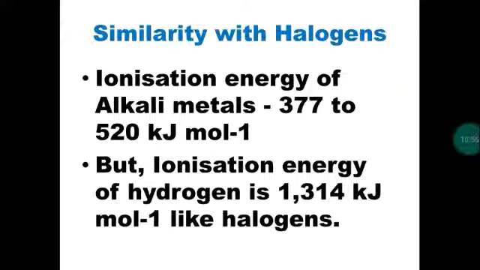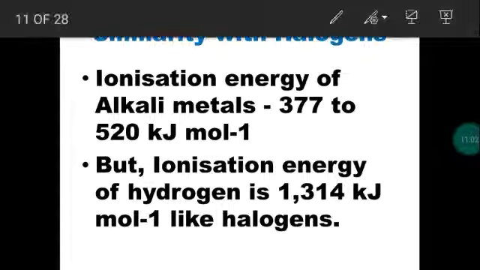Consider ionization energy. The ionization energy of halogens is very high. In the same way, hydrogen also has higher ionization energy, right? We take alkali metals. Alkali metals are on the extreme left side of the modern periodic table. They are group number 1 elements.